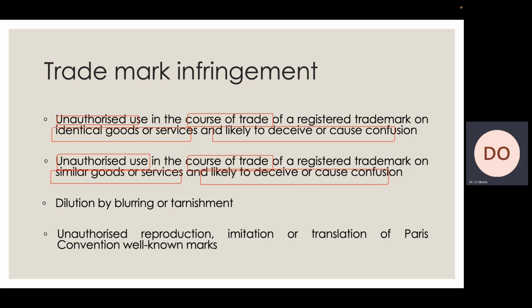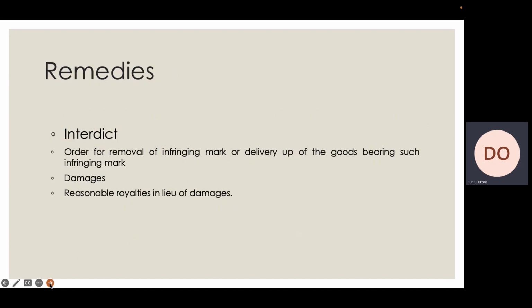It's also possible, again, when you talk of Paris Convention well-known marks, where there's unauthorized reproduction or imitation or translation of such mark. When you have any of these activities taking place, one could successfully make a case for trademark infringement. And if they are able to prove that their trademark has been infringed, they would be entitled to various remedies. And the remedies could be an interdict. That's usually the starting point for most trademark actions in court. They will first apply to court for an interdict to stop you from using the mark.